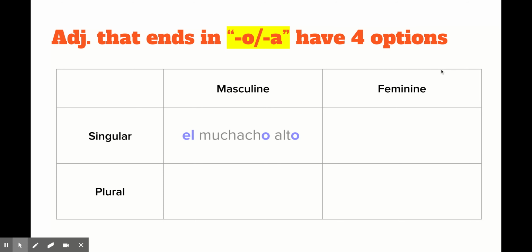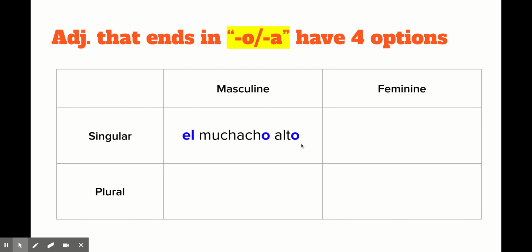Let's take a look at el muchacho alto, right? We have the word muchacho, which you learned means boy. We're talking more so teenager, young adult kind of boy. Muchacho alto. Notice muchacho is the masculine form, and we have alto ending with an O because muchacho is masculine, it is singular, therefore alto must remain with an O.